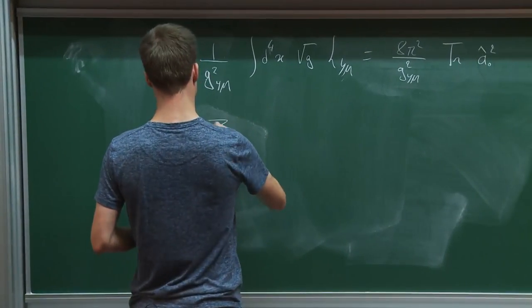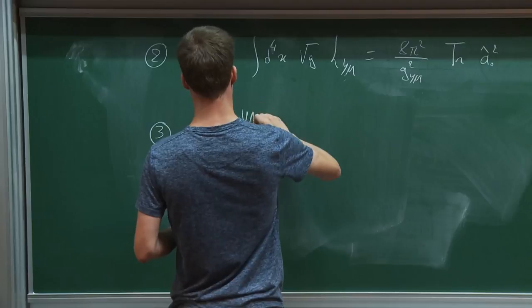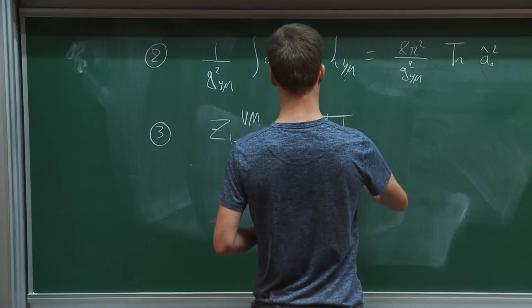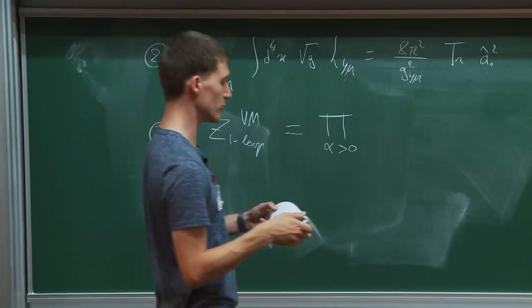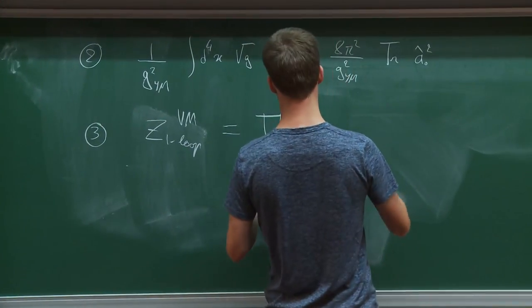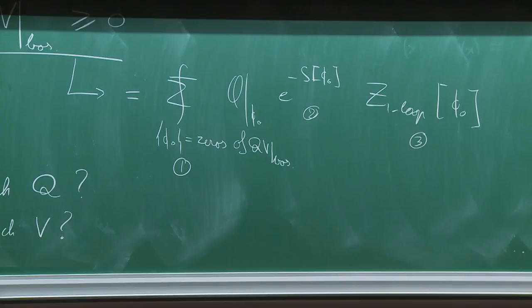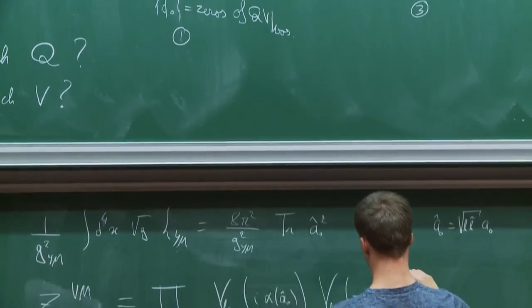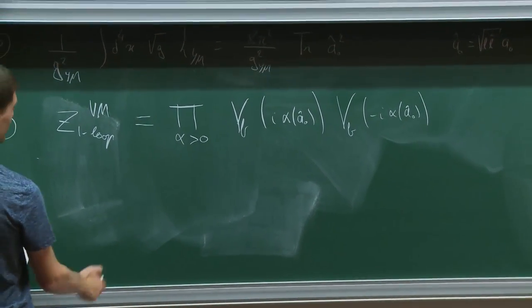Long story short, I will just write the answer for the one loop determinant of quadratic fluctuations around these smooth configurations. It takes the form of a product over all the positive roots of the Lie algebra associated to the Lie group, where the Lie group is really my gauge group, of an epsilon function and the second epsilon function. I'll define in a second what the epsilon function looks like. It's some regularization of an infinite product.